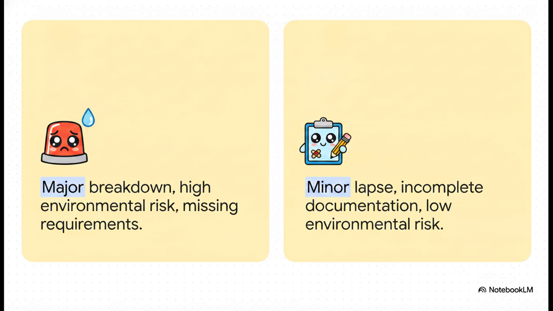A minor nonconformance is basically an isolated lapse. The system is mostly working, even if, say, Bob from maintenance spilled his coffee on the spill response sign-in sheet and forgot to sign his name. The risk is low, but a small correction is needed. A major nonconformance, on the other hand, is a complete systemic breakdown.